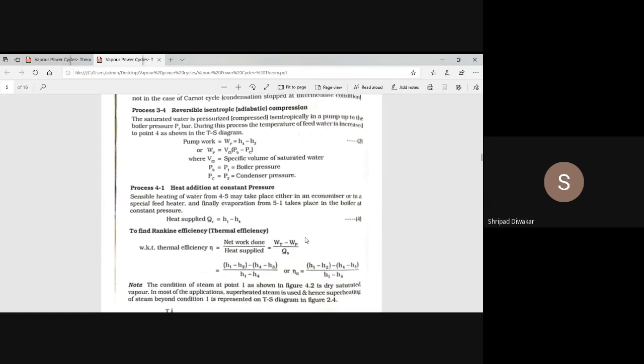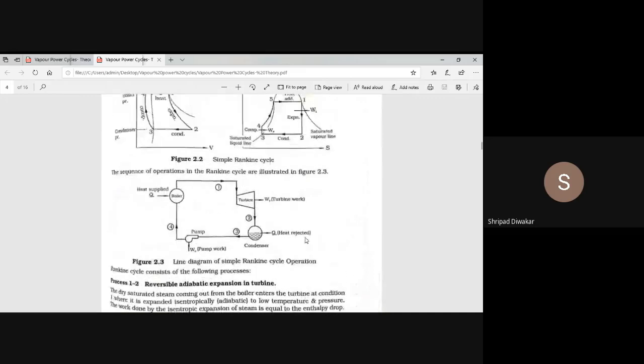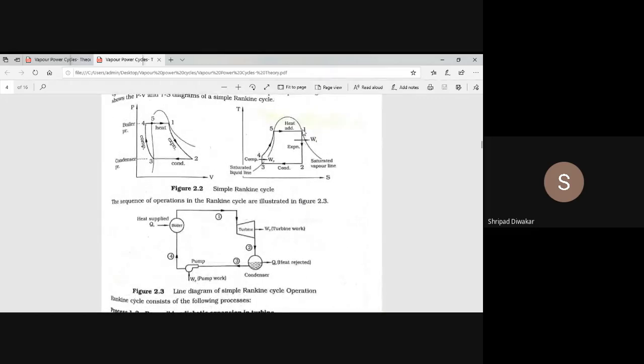Internal energy is a function of temperature. Hence, whatever the terms in the vapor power cycle, you have to express in terms of enthalpy. So WT minus WP. What is WT? As I said, you have to express it in terms of enthalpy drop. Which one is the highest value here? H1. H1 minus H2 is your turbine work.